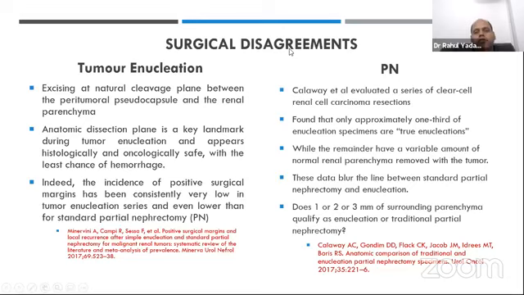The opposing group of partial nephrectomies do say that when they evaluated a series of clear cell renal carcinomas, they found that one third of the enucleation specimens were actually true enucleations. Most specimens are more like an enucleoresection, meaning some amount of tumor parenchyma is removed along with the tumor. So the data is actually blurred between a standard partial nephrectomy and an enucleation. Does 1, 2 or 3 mm of surrounding parenchyma qualify as enucleation or traditional partial nephrectomy? It's debatable.